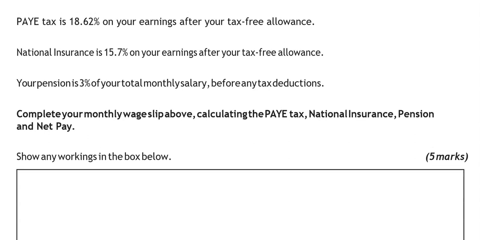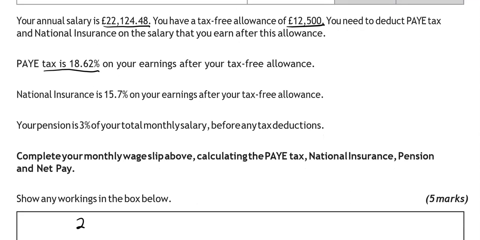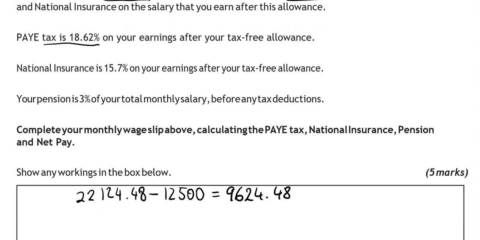So we've got, looking at the payslip, the monthly rate, and we've got to fill these gaps. Now we've got to deduct the tax-free allowance before we work out the tax. The tax-free allowance is deducted on the annual salary, so we're gonna take away 12,500 from the annual salary. That's equal to £9,624.48. So that's the amount that they're going to be paying tax on, and it is for the whole year.